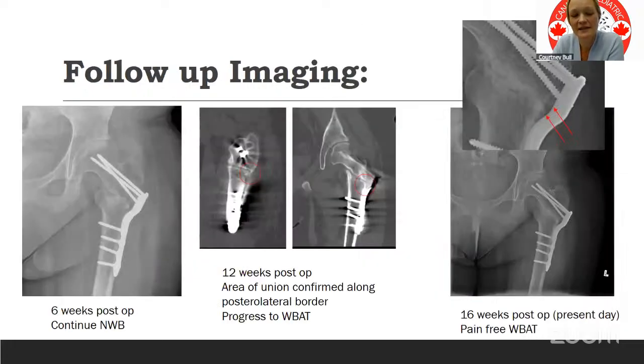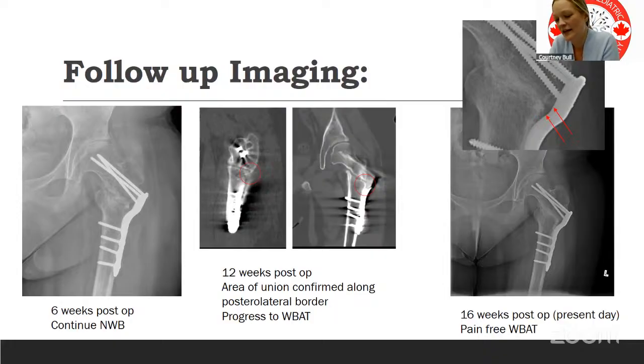She came back in 6 weeks. You could still appreciate the osteotomy site. At 12 weeks, I decided to progress her to weight bearing as tolerated after obtaining a CT scan, which did show a little bit of bone healing and union along that posterior lateral border just under the plate.